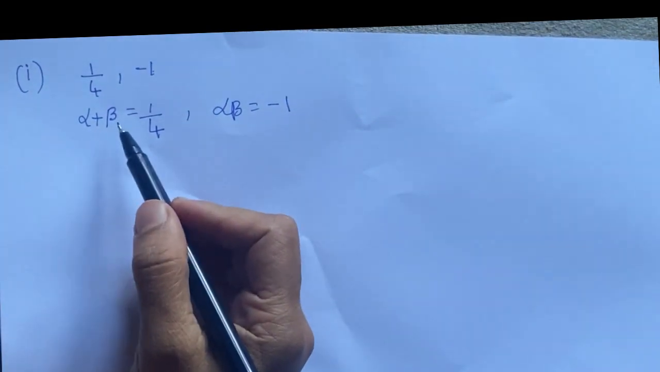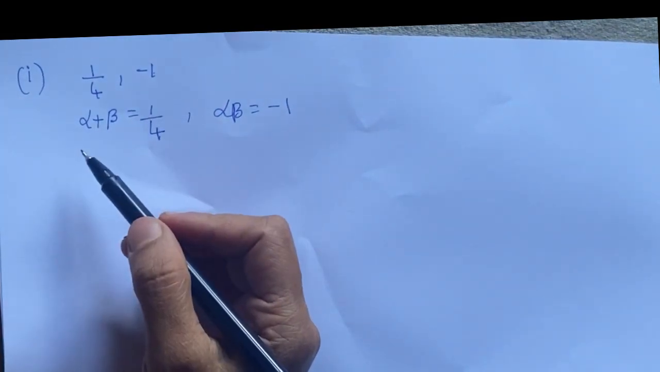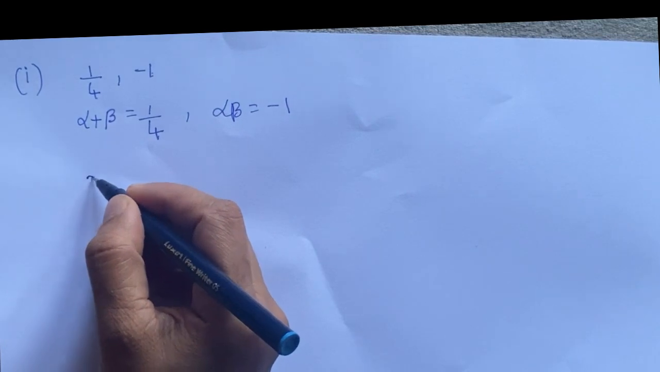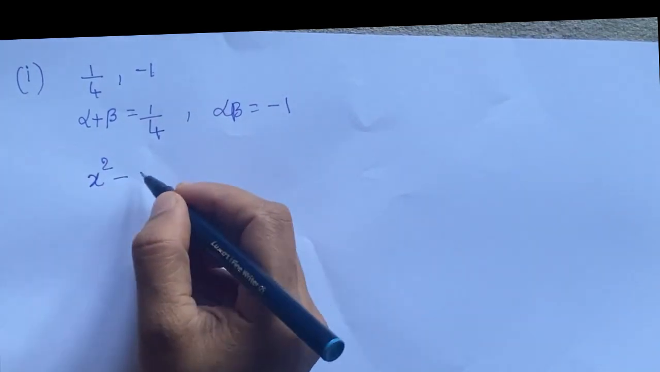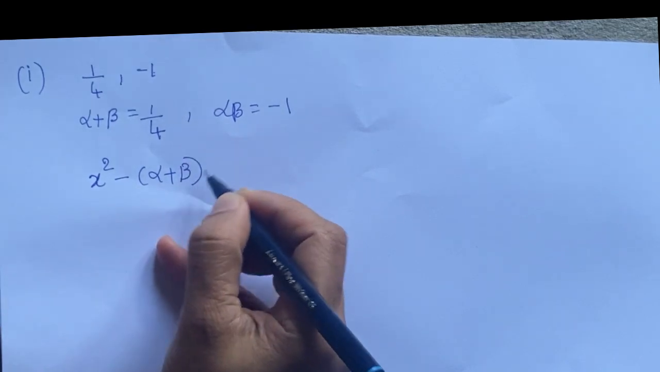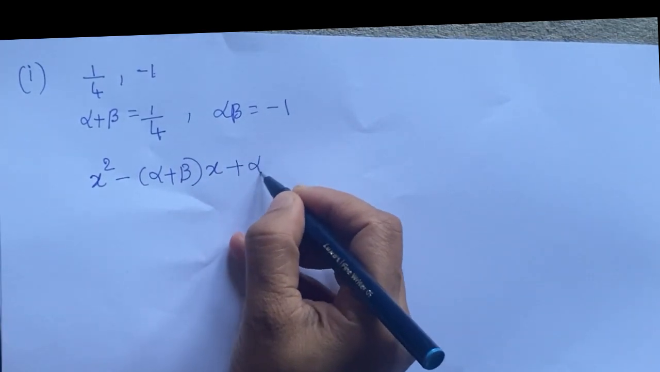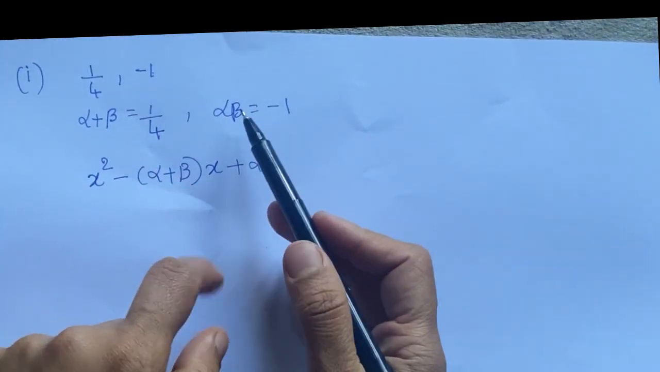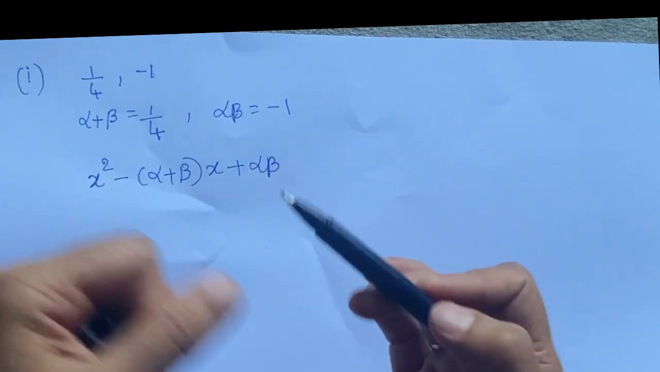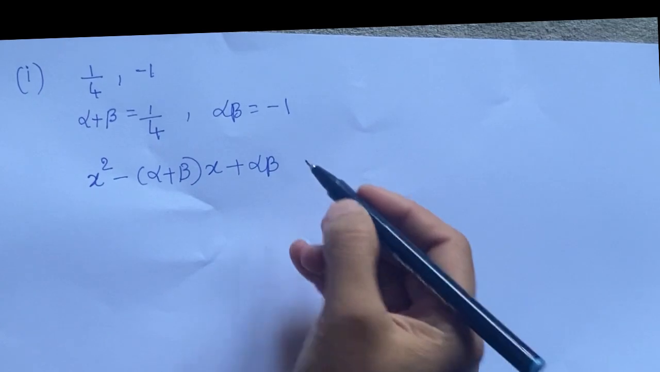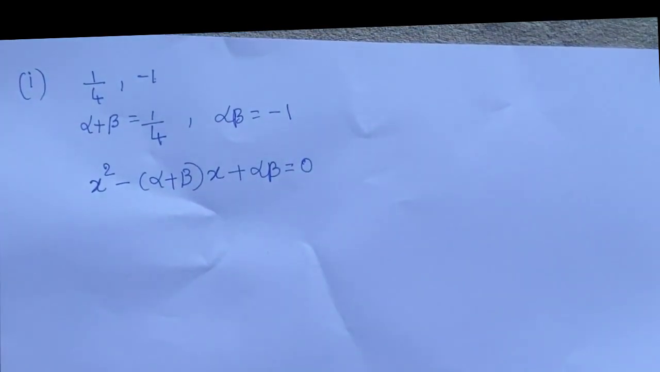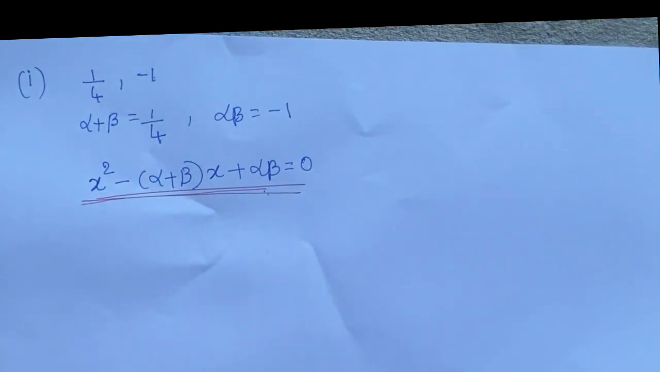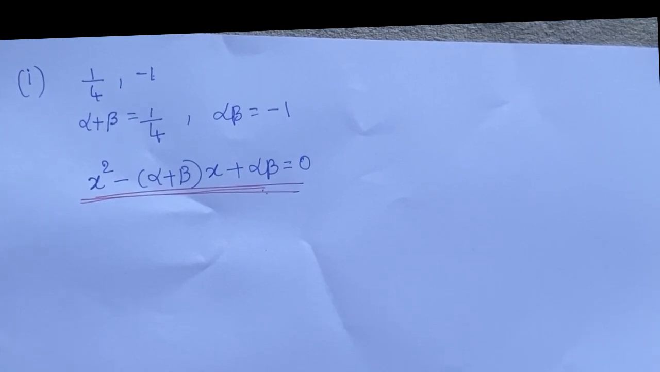If alpha and beta are the zeros of the polynomial, then we can find the polynomial: x square minus (alpha plus beta) into x plus alpha beta is the required polynomial. When you substitute alpha plus beta and alpha into beta here, you will get the required polynomial. In the exam you can directly write like this, but I will explain how to get that equation.